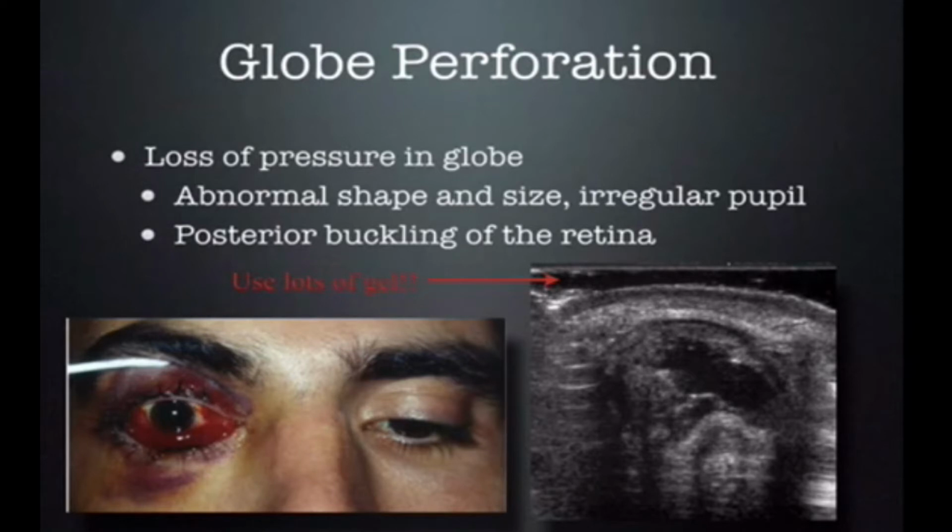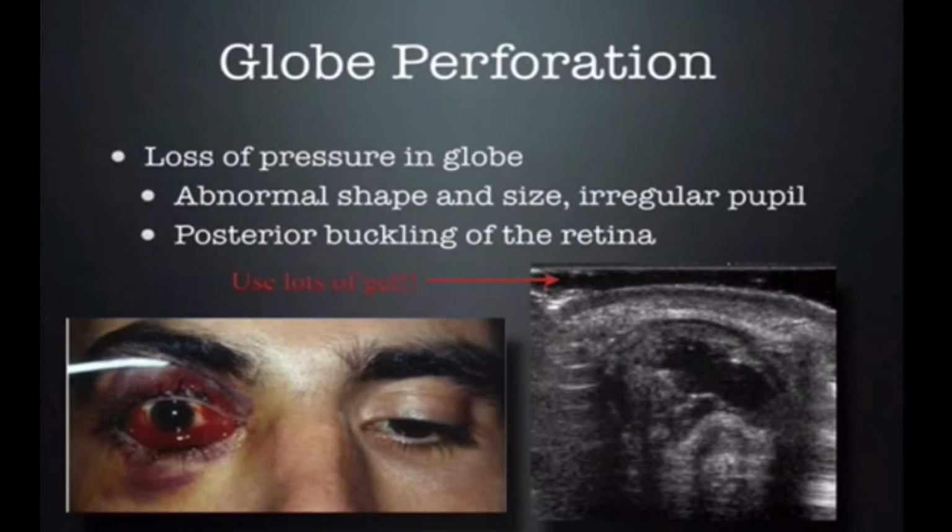You'll have an irregular pupil, and when you look at it with ultrasound, it will not have its usual shape. There may be loss of volume, so you'll get buckling of the retina and the posterior structures of the eye, because the vitreous is not there to keep its shape. Make sure to use lots of gel because we don't want to put any extra pressure on the globe and cause any extrusion of this vitreous.